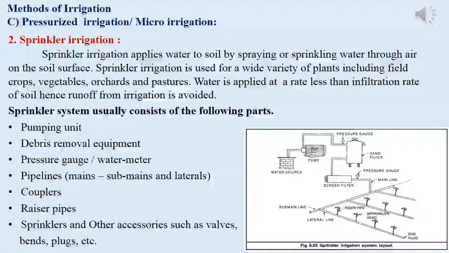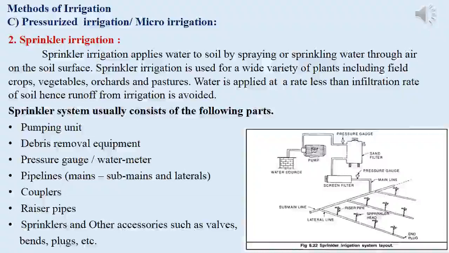Then next type of pressurized or micro irrigation system is sprinkler irrigation. So sprinkler irrigation applies water to soil by spraying or sprinkling water through air on the soil surface. This method of irrigation is used for wide variety of plants including field crops, vegetables, orchards and pastures also. Water is applied at a rate less than infiltration rate of soil, hence runoff from irrigation is avoided.